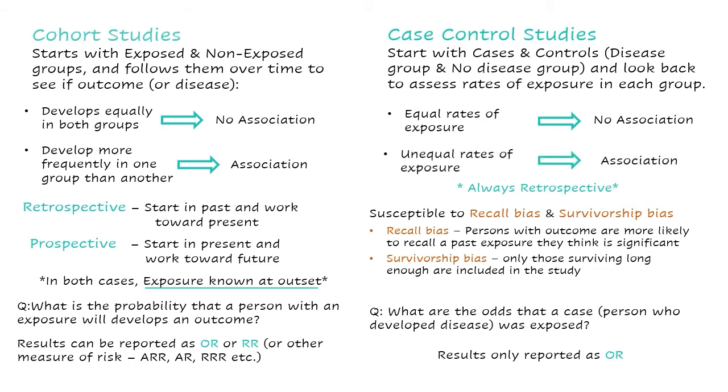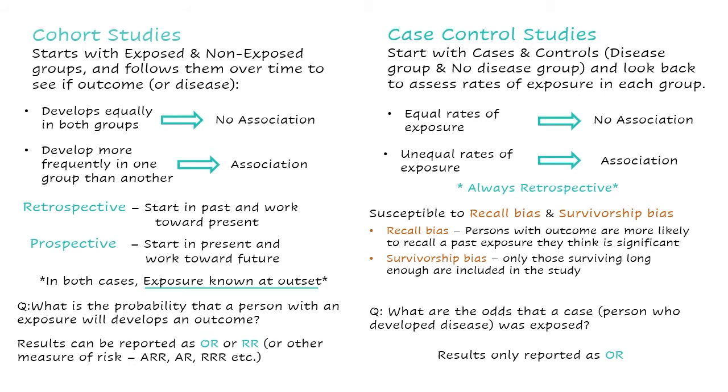By study design, case control studies are always retrospective, and although they are generally easier to conduct than cohort studies, case control studies are notoriously susceptible to recall bias and survivorship bias. Recall bias occurs when a person's outcome influences their recollection of a past exposure, and survivorship bias occurs when subjects who did not survive long enough, possibly due to a more severe or progressive disease subtype, are not included in the study. The question that case control studies try to address is this: what are the odds that a person with a particular outcome was exposed to a particular exposure?